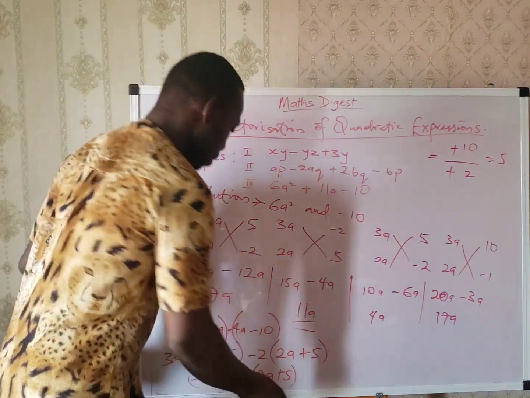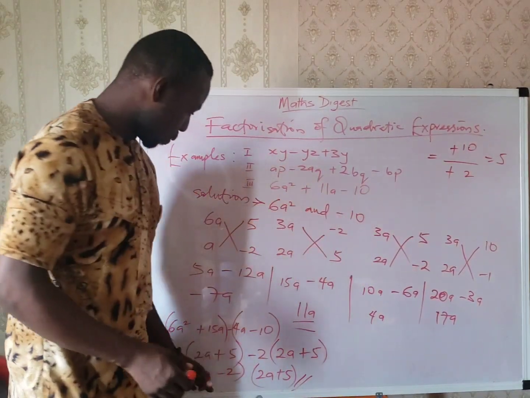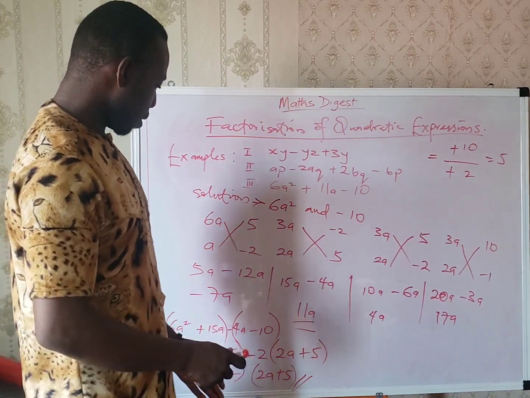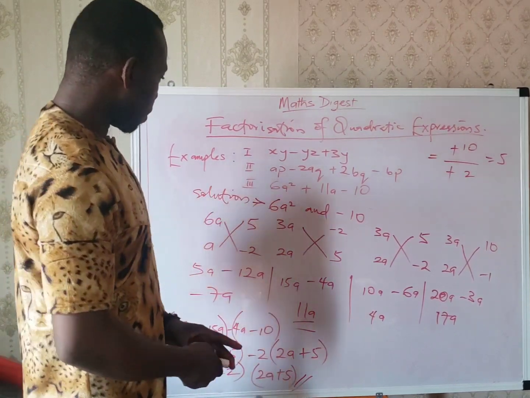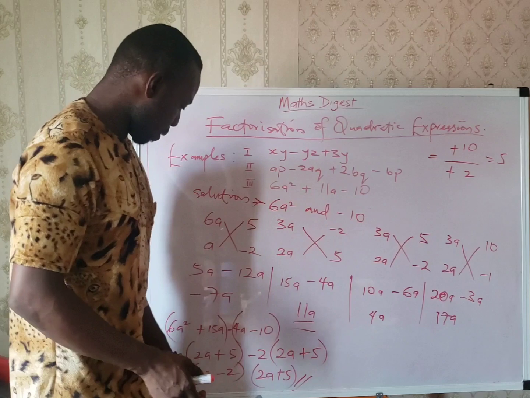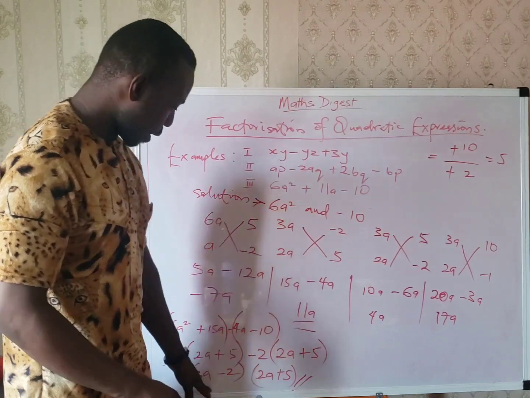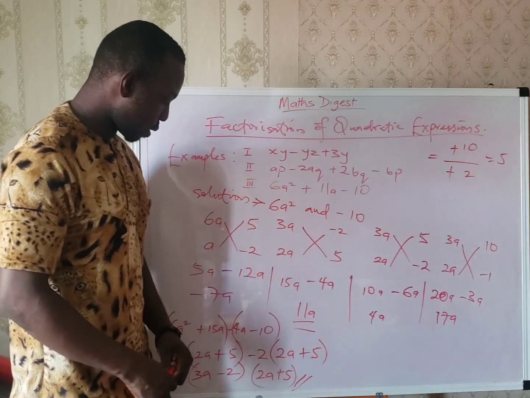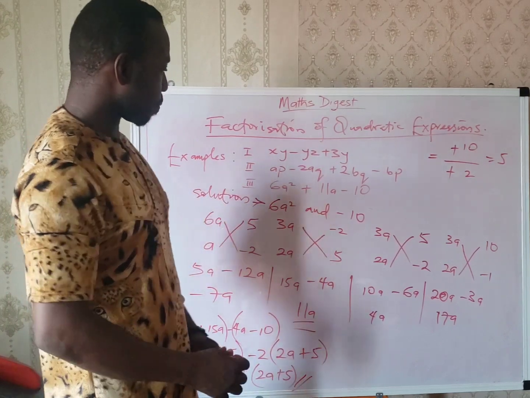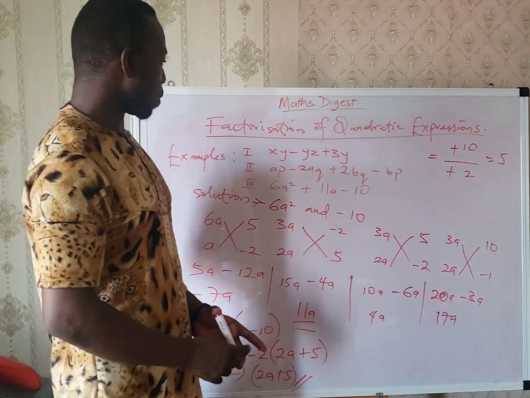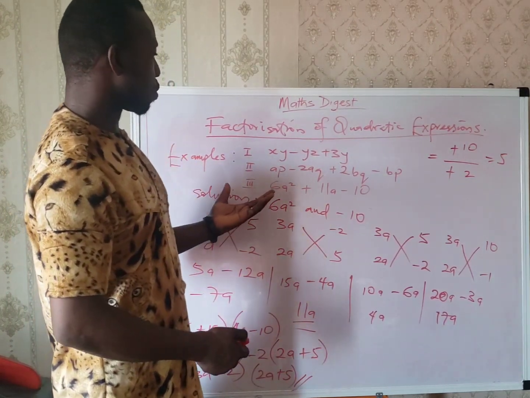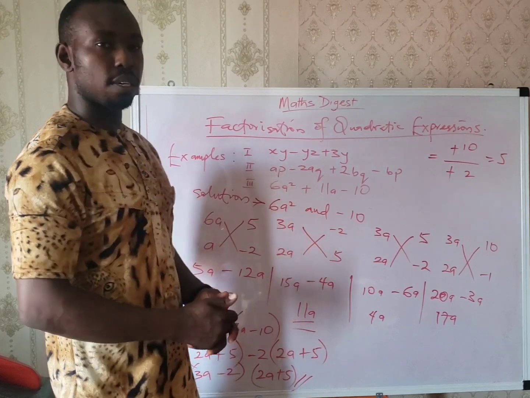So these factors are actually the factors of this expression here. So this is the final answer. We can stop at this point. Okay, so those are the examples we have to explain a little on factorization of quadratic expression.